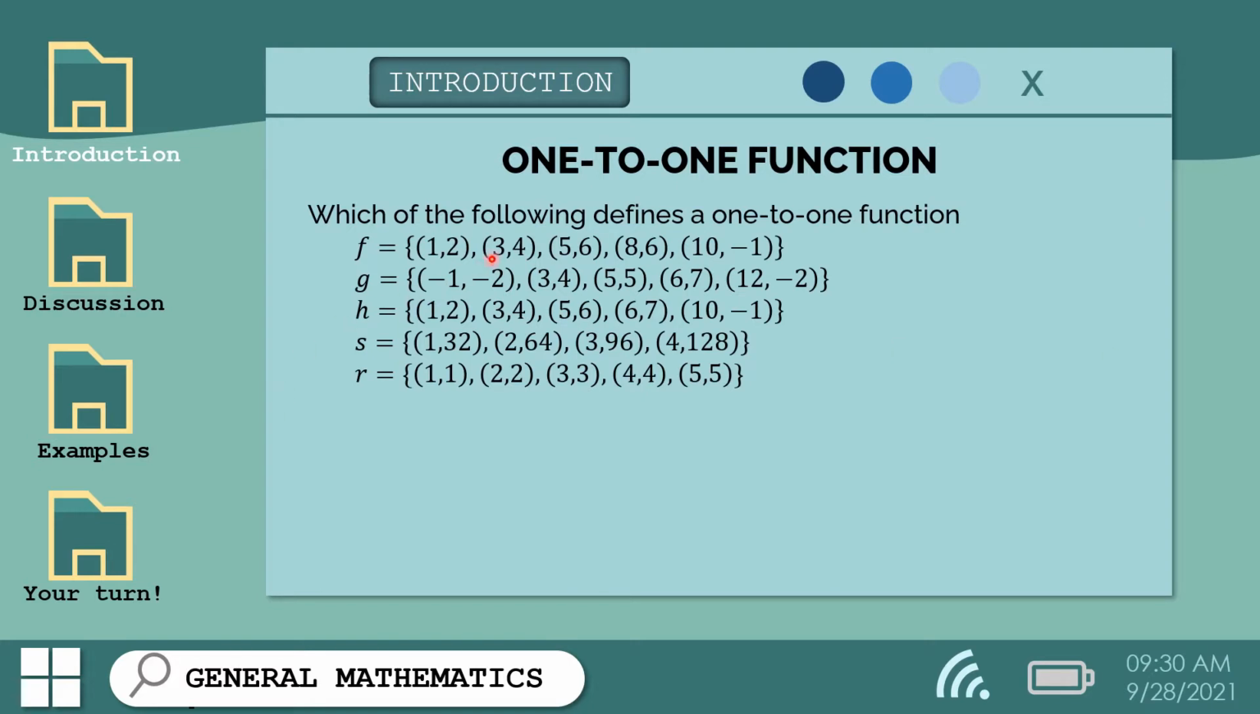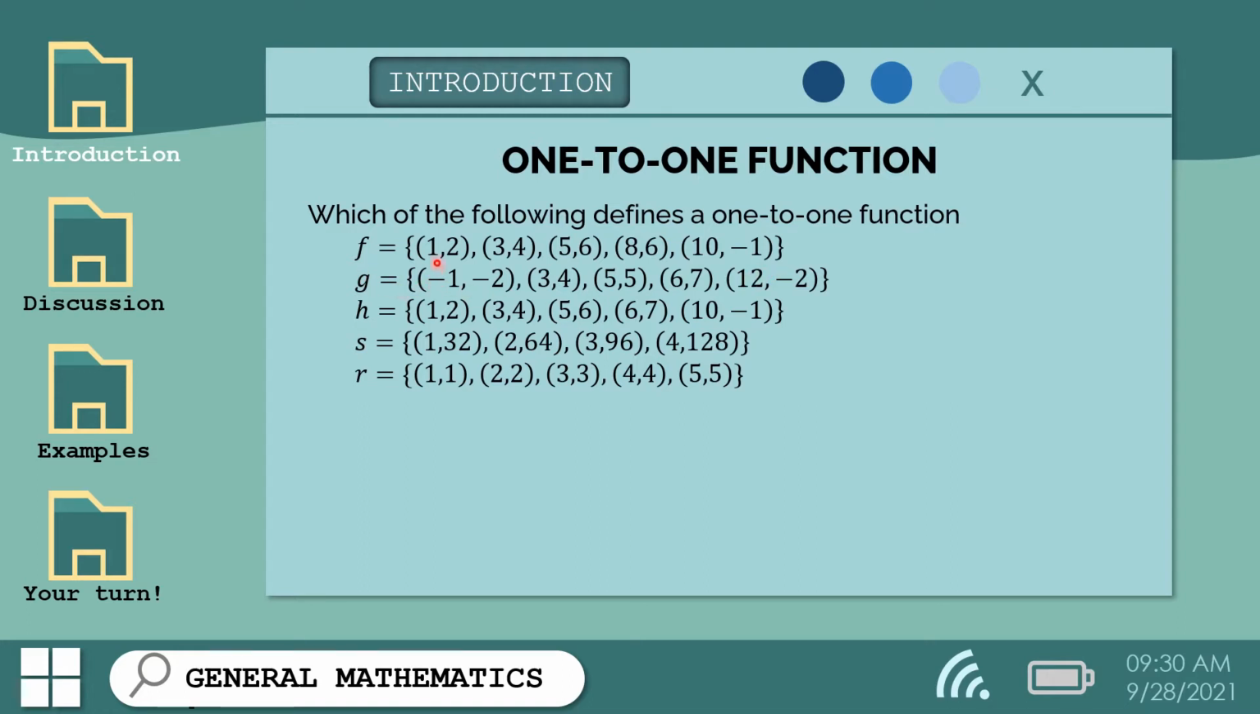Let's look at these sets of relations, and see whether each is a function. And if it is a function, let's test whether it is a one-to-one function. Okay, let's have these relations. We have F, G, H, S, and R. Now, let's identify if each is a function, and if it is a function, whether it is a one-to-one function. Okay, let's start with F.